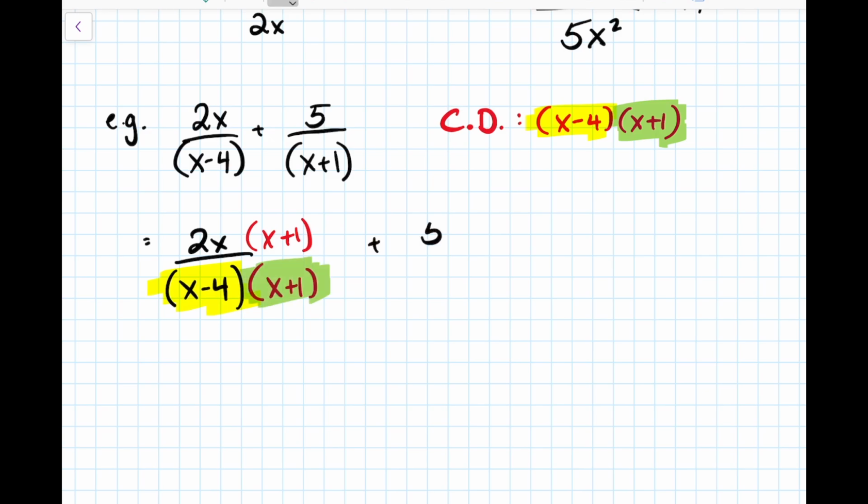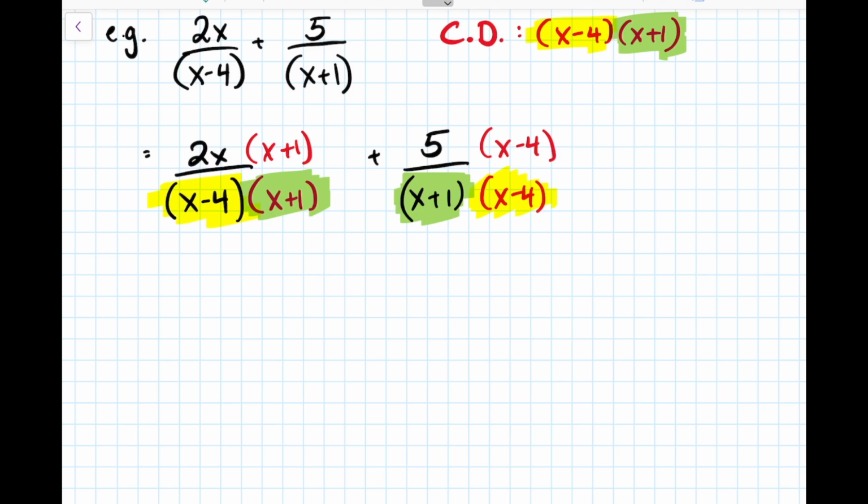We're going to do the same thing for our second fraction, so our 5 over x plus 1. It already has the x plus 1, so it's good on that end, but it's missing the x minus 4, so I'm going to multiply this whole fraction by x minus 4. And so now that I've done that, it is also totally fine, and it has everything it needs.